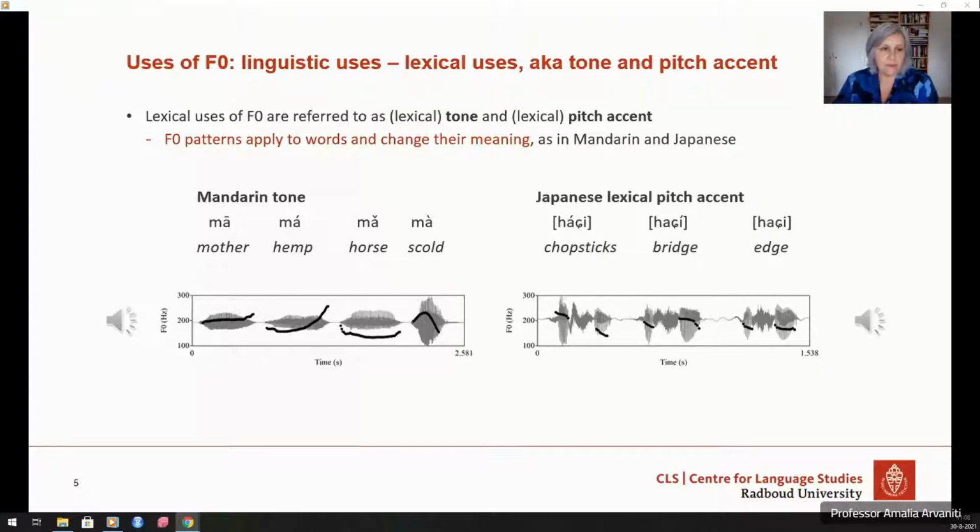If we look at the Mandarin example, we see that we have segmentally the same syllable, ma, which is produced with different pitch patterns, the black lines in the graph. And this changes the meaning of the words. Ma, ma, ma, ma. In Japanese, on the other hand, we have lexical pitch accent in about 35% of the vocabulary. So what happens here is that you don't have a pitch specification for every syllable, but for some of the vocabulary, there is one syllable that is accented with lexical pitch accent and shows a fall in pitch. That applies to the first syllable of chopsticks, the second syllable of bridge, but to no syllable in edge. Hashi, hashi, hashi.